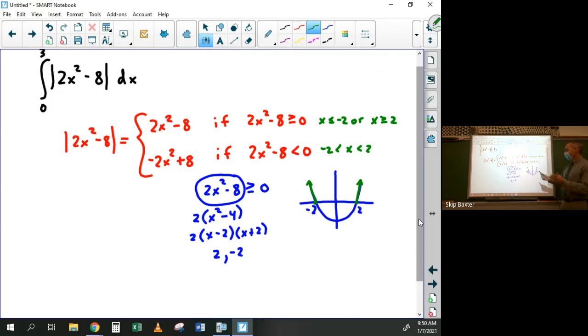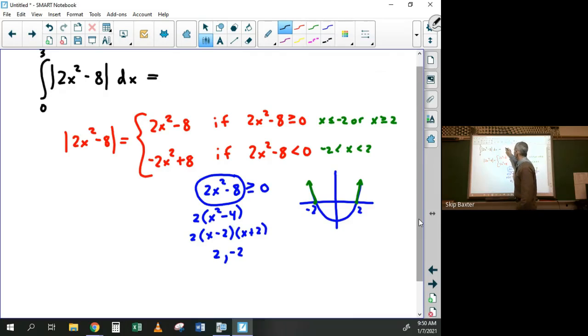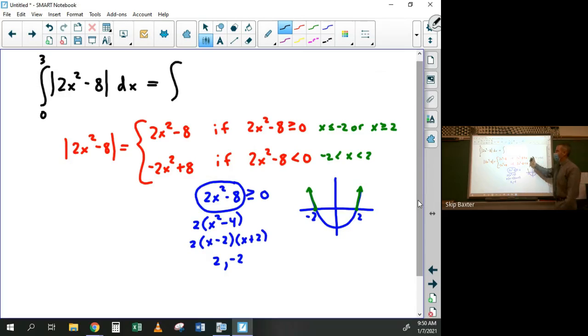Okay. So now I can answer the question. This actual integral that we're trying to solve, the function changes at negative 2 and 2, right? Well, negative 2 doesn't come into play in the interval that we're interested in, so I can ignore that. What does come into play is positive 2. So I've got to integrate from 0 to 2 something plus the integral from 2 to 3 of something else.